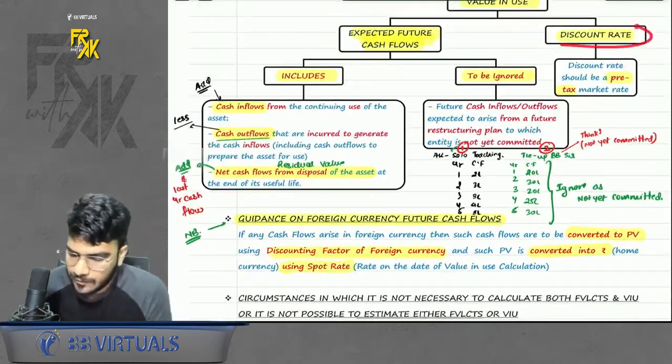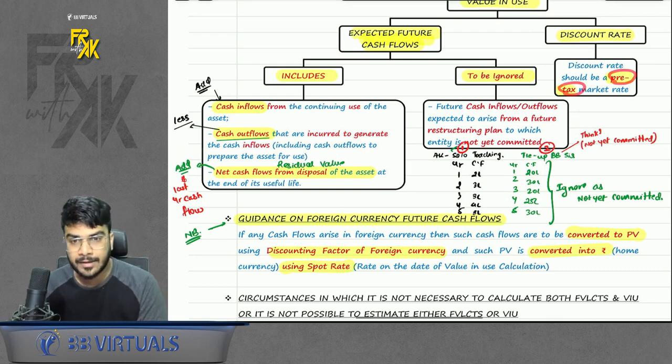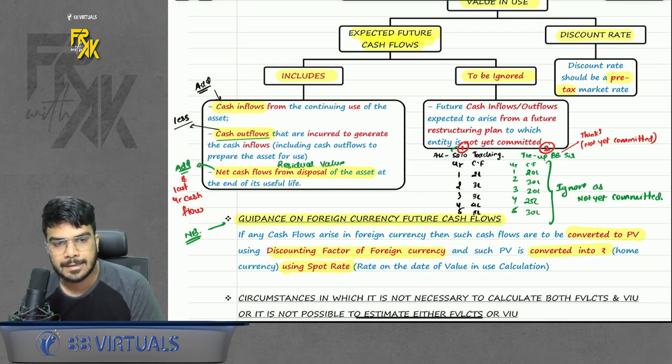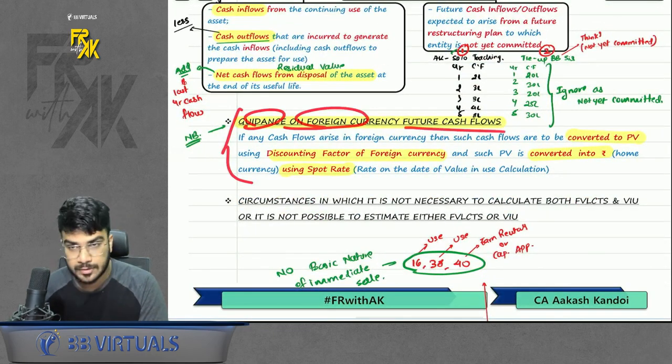Okay, sir. Apart from this discount rate, in exam, if you want to compute value in use, always take a pre-tax discount rate, that is, before tax discount rate. Why before tax? Because the cash flows are also before tax only. Is this clear to everyone? Yes, sir. Next point is guidance on foreign currency cash flows.